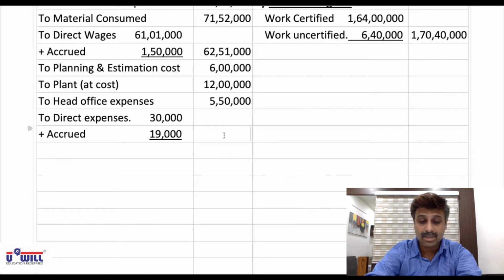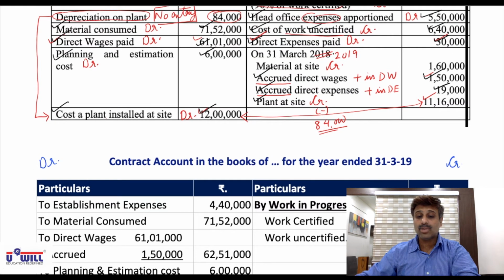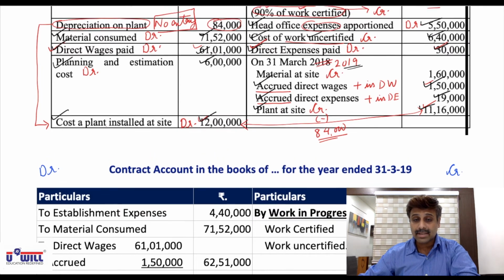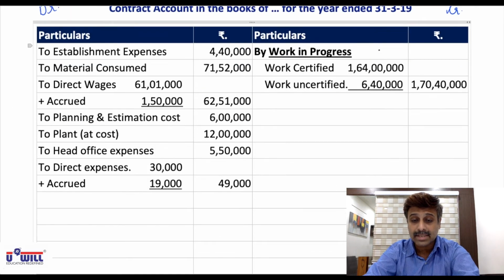30,000 plus 19,000 will get 49,000. Then after direct expenses, plant at site closing value on 31st March 19 will come on the credit side, 11,16,000. And this material at site also 1,60,000. Both these amounts will come on the credit side after direct expenses.